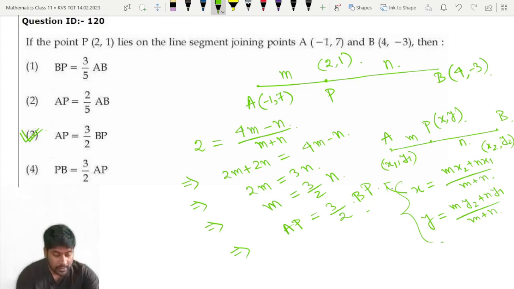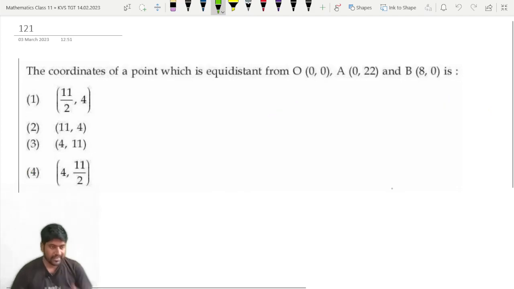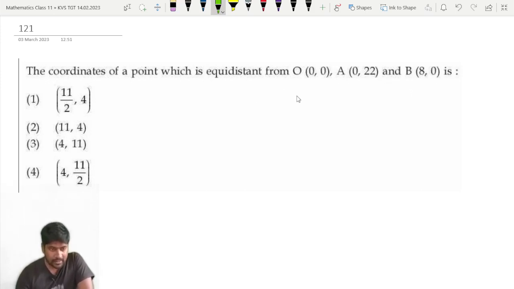So let's move to the next question. Question number 121. The coordinates of a point which is equidistant from (0, 0), (0, 22) and (8, 0). Let us say the coordinates of the point is x comma y. Now the distance between x comma y and (0, 0) will be the same as the distance between x comma y and (0, 22). These two distances will be equal.